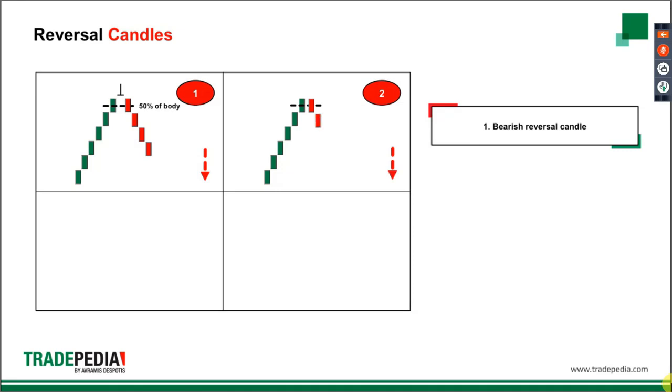So in this case, you can see it closes below 50% of the body. So that's for pattern number two. Of course, we need to combine it with other indicators or elements, for example graphical levels or even retracements, extensions, things like that. Okay, so that's for pattern number two. And then we have pattern number three.